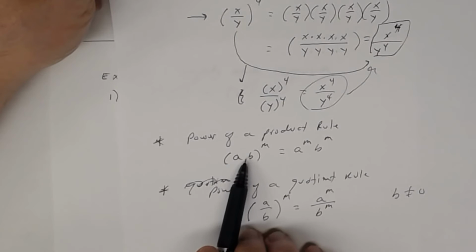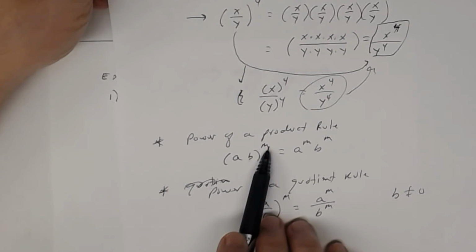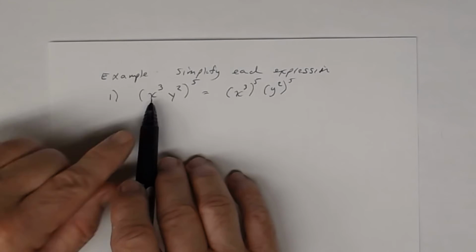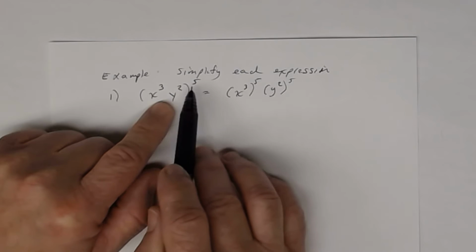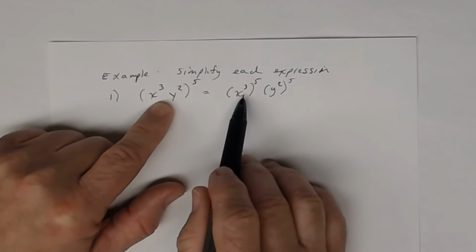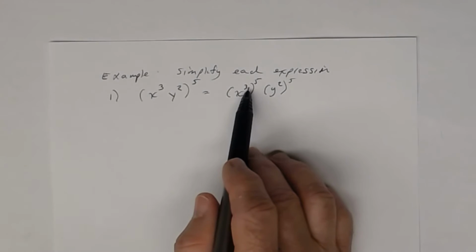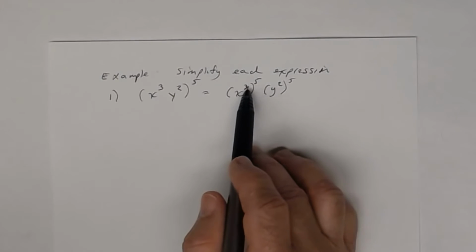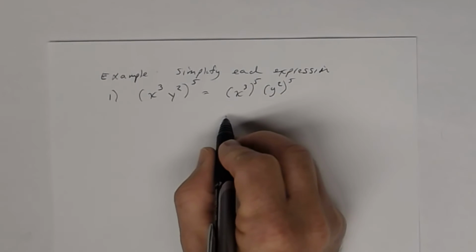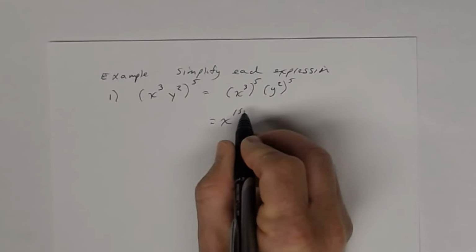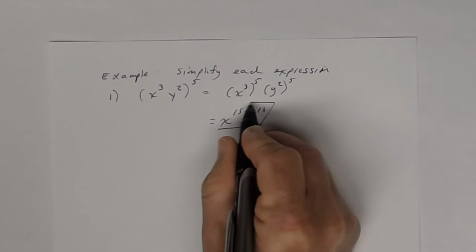So you take each of those factors that's in your base and you raise it to the outer exponent. In my base, I have x cubed being raised to the 5th, and I have y squared being raised to the 5th. Okay, that's what you see here. And now I'm going to use the power rule. So 5 times 3 is 15. So this becomes x to the 15th power. And then 2 times 5 is 10, y to the 10th. And there's your answer. Okay?